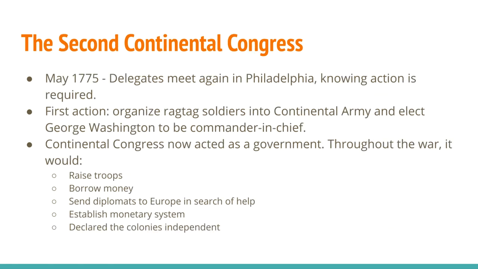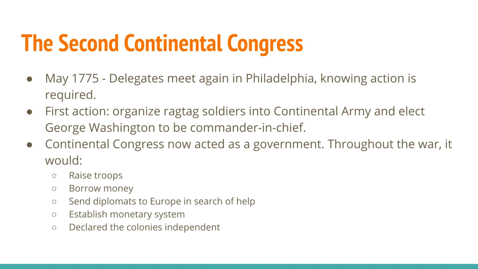Soon after the battles of Lexington and Concord, the Second Continental Congress met in Philadelphia, again in Philadelphia. As before, 12 representatives were present. The mood was somber. They knew they couldn't expect King George III to hear any more demands. They knew that action was required. So, as their first action, the Second Continental Congress organized the ragtag colonial soldiers around Boston into an official, formal Continental Army. The delegates unanimously voted George Washington to be commander-in-chief, who would of course eventually become our first president.